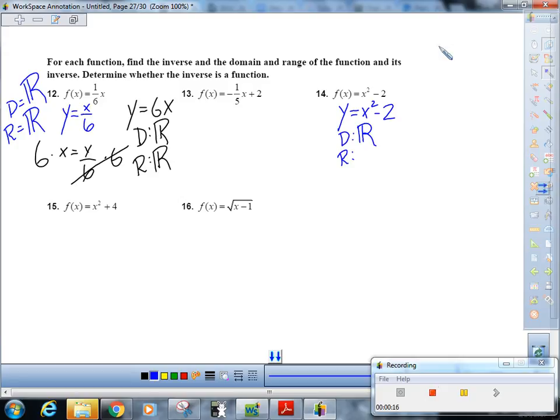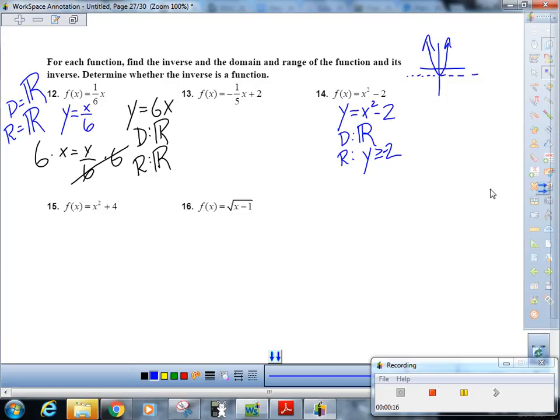If you think about this graph, it's going to look like this. Does that make sense to you? It's going to be a parabola shifted down 2. Well, what's the smallest thing we can get for our y? Negative 2. So y must be greater than or equal to negative 2. Okay? That's all. There's a lot of talk with no work because I can't really show any work on that.